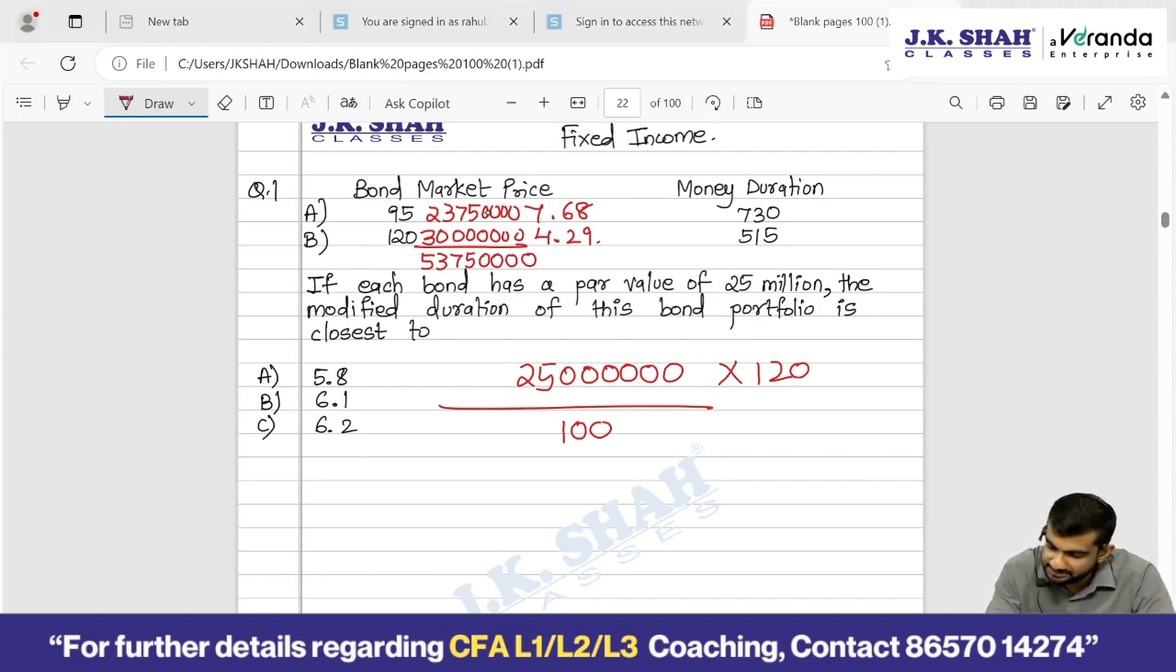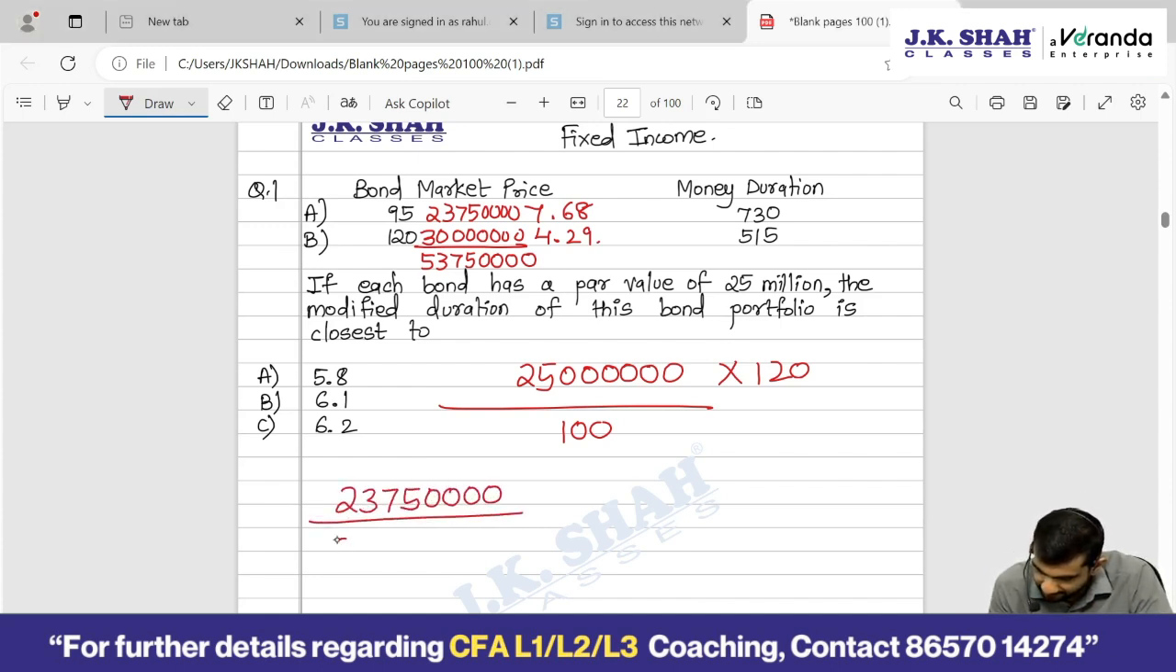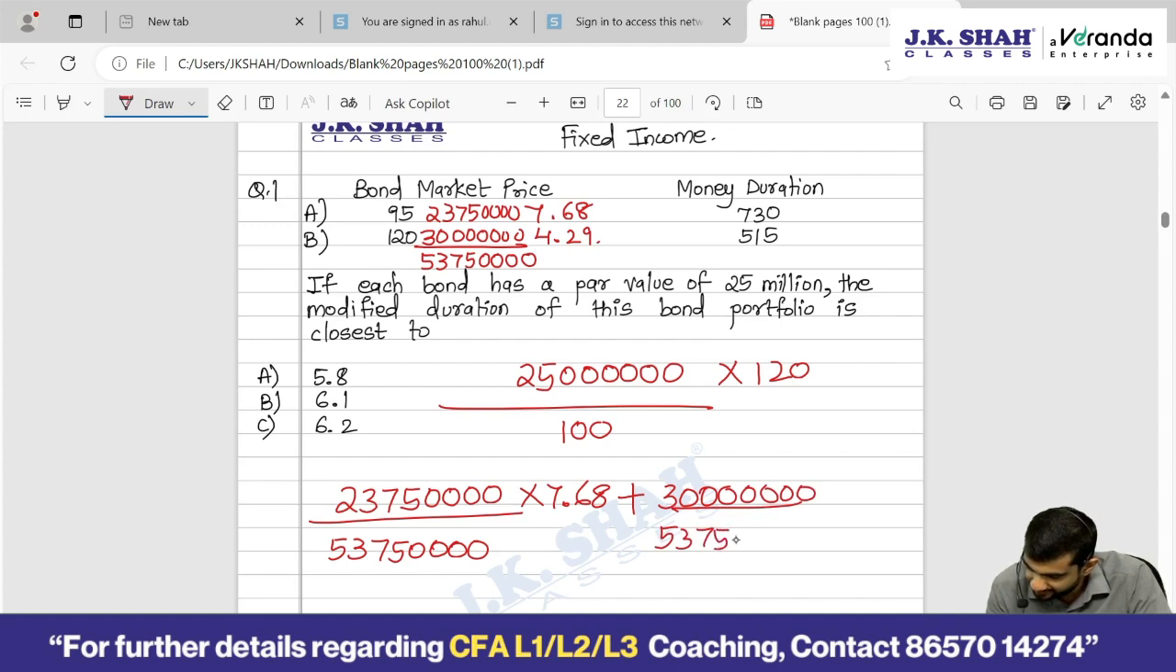2375 followed by 4 zeros divided by 5375 followed by 4 zeros times 7.68, plus 30 million divided by 5375 followed by 4 zeros times 4.29. This will give you the weighted average portfolio duration. Let me know how much it is.